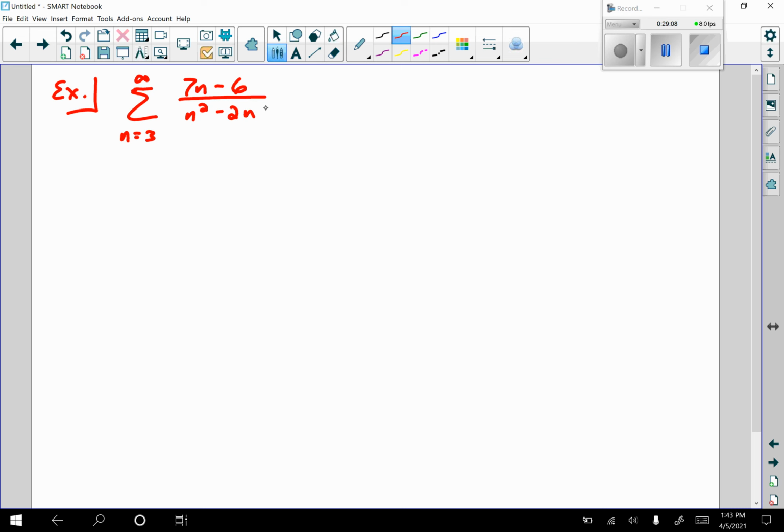So now we're back to our first couple of examples. Let's let f of x equal 7x minus 6 over x squared minus 2x. Remember, we're going from 3 to infinity, so we have no issues with our denominator when n is greater than or equal to 3. So this is continuous and positive on the interval from 3 to infinity.